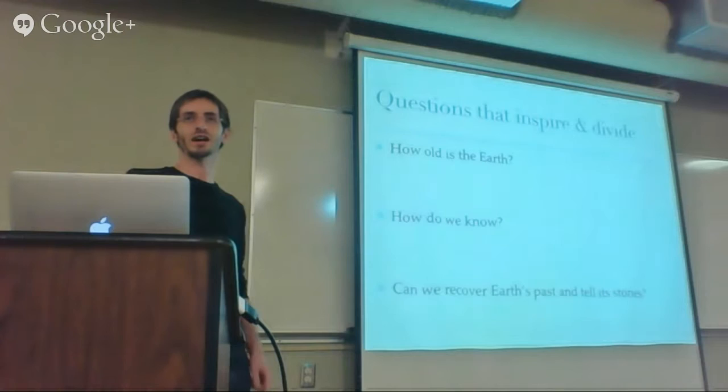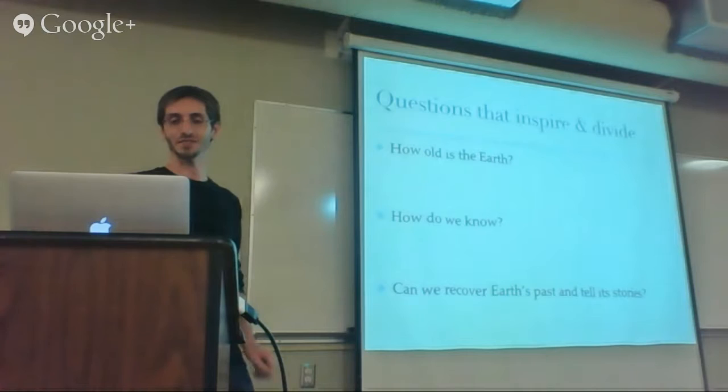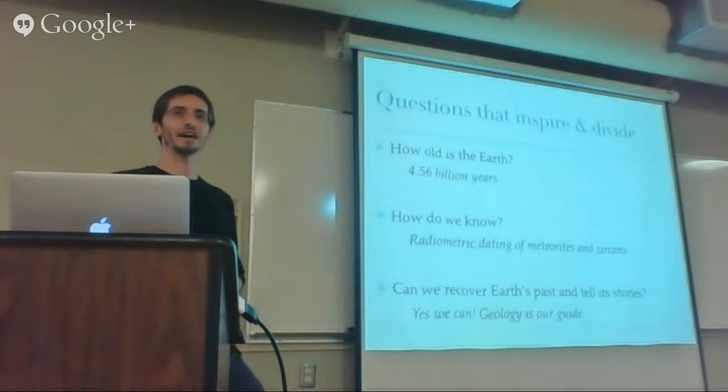These questions have intrigued philosophers and natural scientists and even theologians for millennia now. But it's only in the last century that all our efforts converged on a single set of satisfactory answers, which is this: 4.56 billion years. We know that by measuring the relative radioactivities of radioactive and radiogenic isotopes in certain minerals. And we can, with a wide variety of geological tools, in spectacular detail, tell the stories of Earth's past.